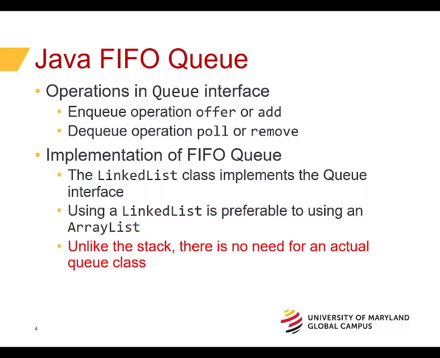Unlike the stack, there's no need for an actual queue class, provided the reference type is declared as queue. Although the linked list class has methods that allow insertions in the middle, defining the reference type as queue rather than linked list would prohibit such use. This is an example of the importance of programming to an interface rather than an implementation.